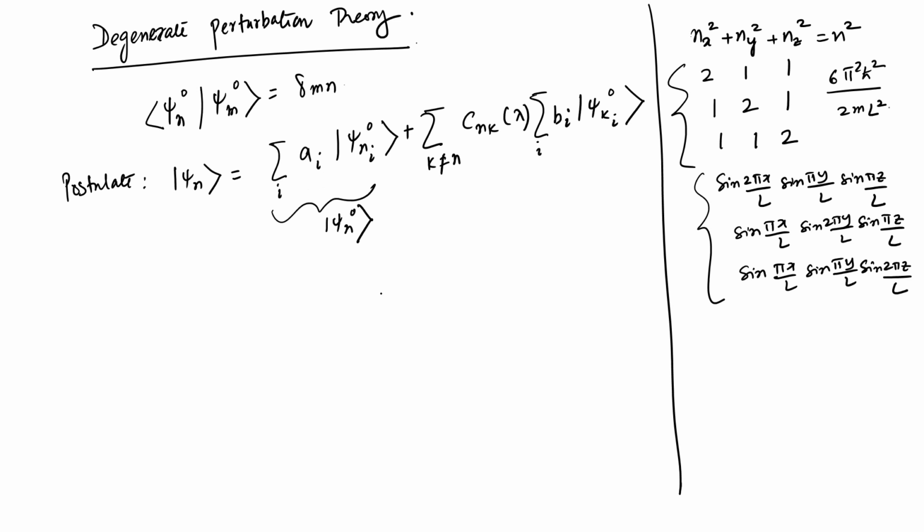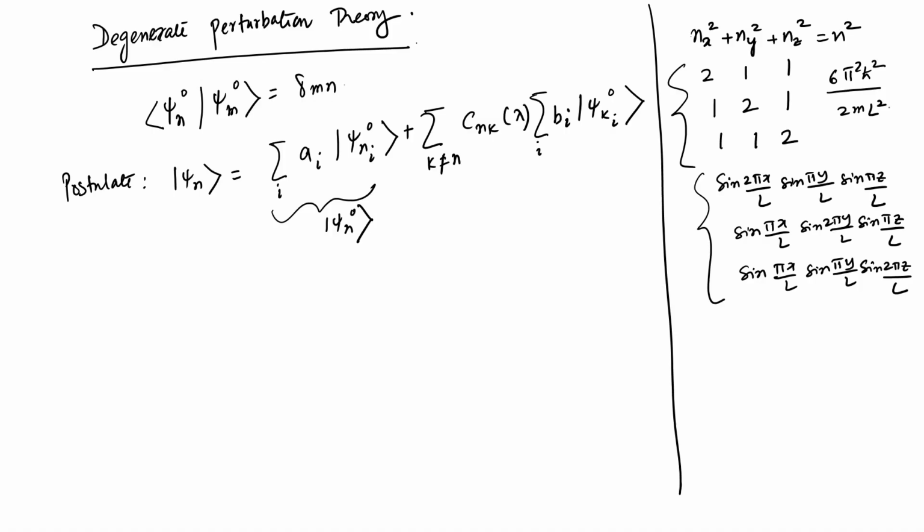a I is just an amplitude of the wave function which needs to be determined, and the c n k lambda can be expanded in powers of lambda. You evaluate this Schrodinger equation till a certain power of lambda, and this power of lambda would eventually give us the order of perturbation theory that you are dealing with. Okay. So, a I's and b I's, as I said, are the coefficients that we need to determine, and of course, the c n k alpha as well.